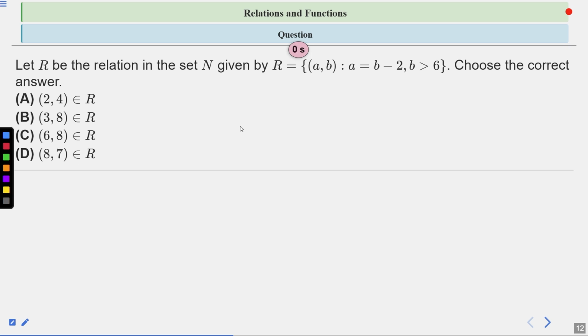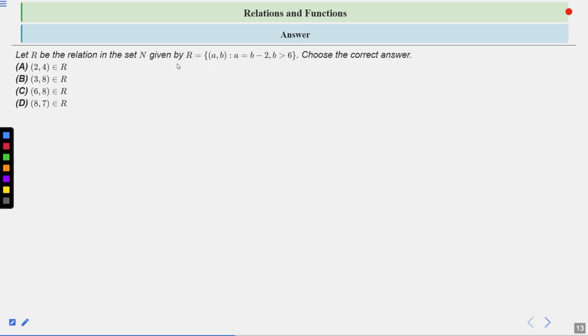The time is up. So in the question, R is given to us in set builder form and we have to choose the correct option. Solution. So analyze the options. Simply 2 comma 4.